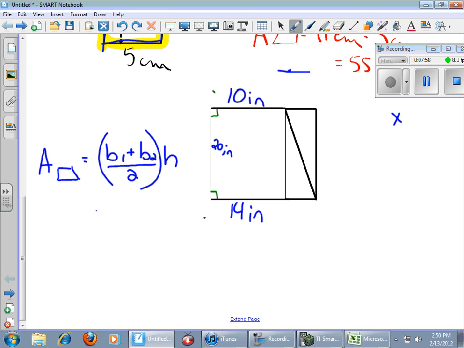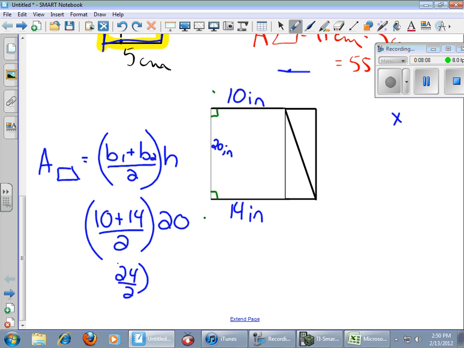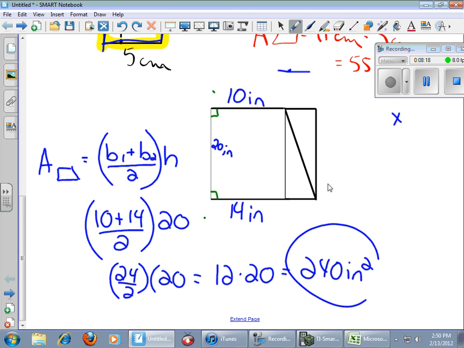Okay, so I'm going to take 10 plus 14, and I'm going to divide by 2, and then I'll multiply by the height of the trapezoid. All right, well, 10 plus 14 is 24. Divide by 2 times 20. 12 times 20, 240. And I multiply inches times inches and get inches squared.